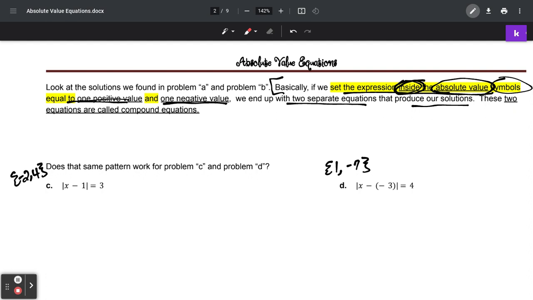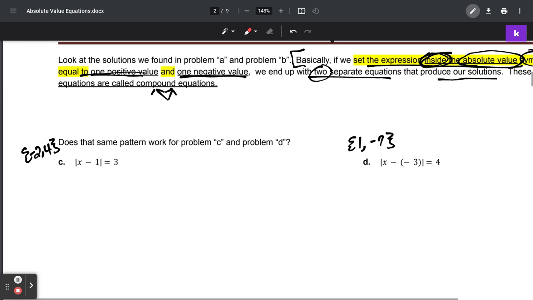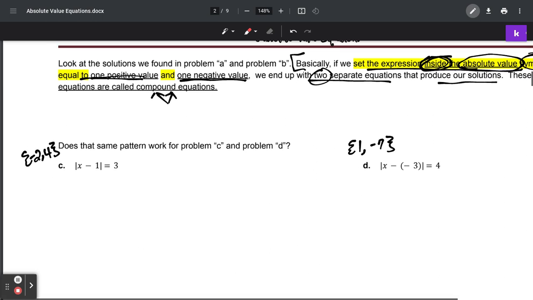All right, and these two equations are going to be called compound equations. The reason they're called compound equations is because we're going to have two equations, okay? And you're going to find out specifically that when we get to compound inequalities, they're actually going to be joined by conjunctions like the word and or the word or, okay? An actual conjunction.